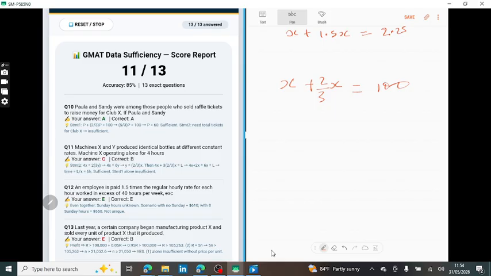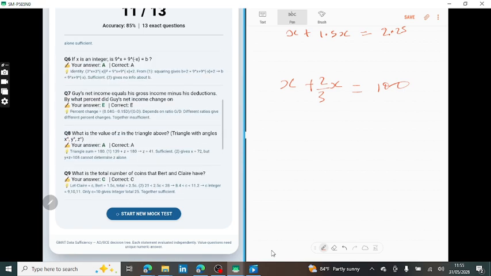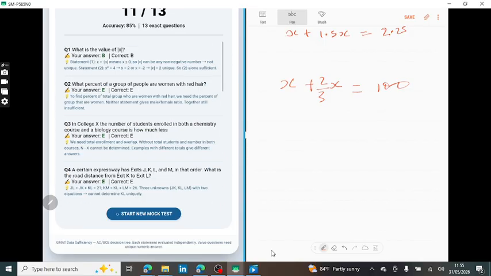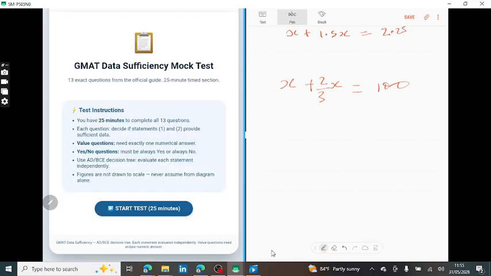Let's quickly redo this. Now, the good thing about this is that whenever you submit the answer, you will see the answers. Sorry, you will see the solutions too. But let's quickly redo this now.